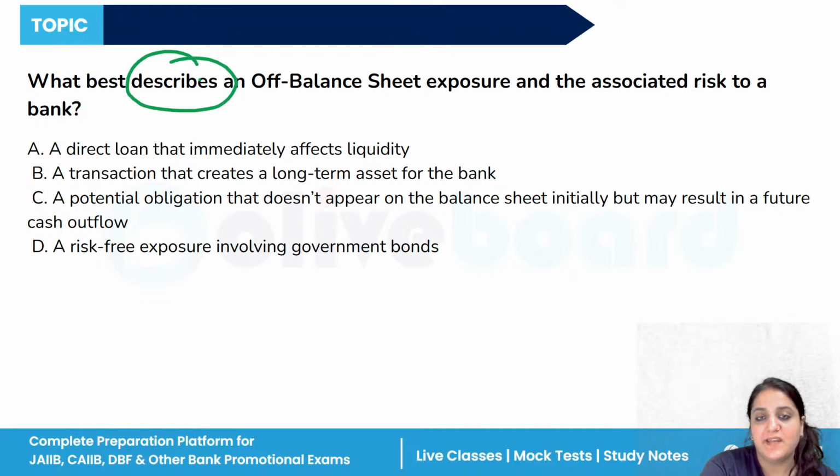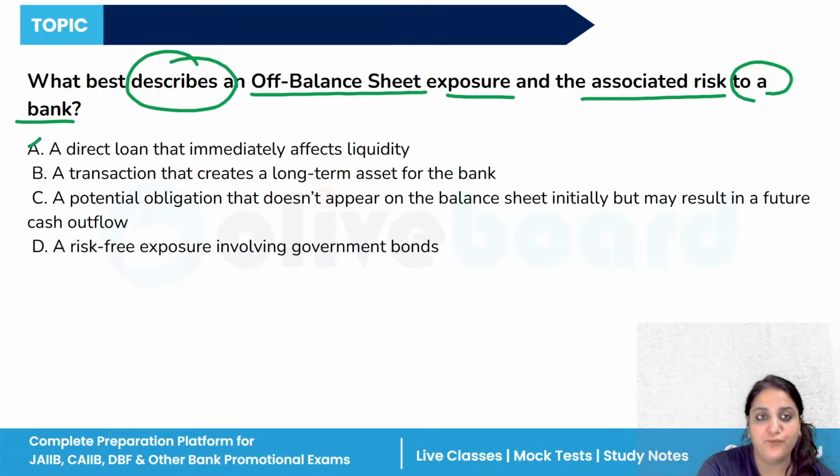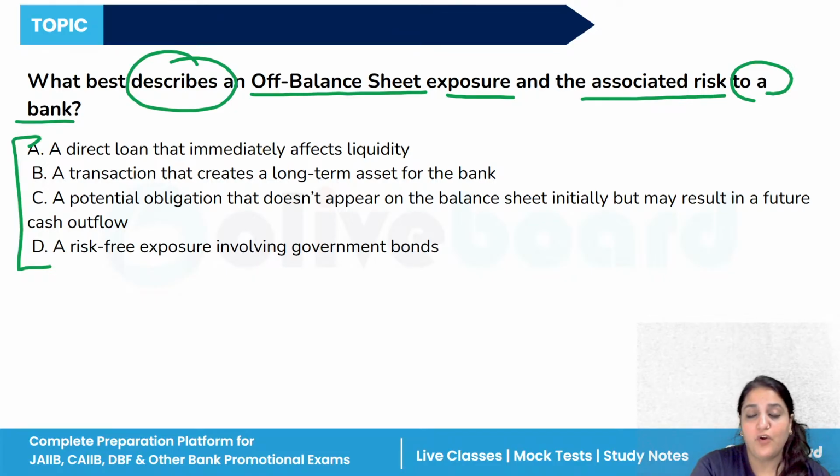What best describes off balance sheet exposure and the associated risk to a bank? In the given four options, different scenarios are given. So you have to tell what best describes an off balance sheet exposure and the associated risk to a bank.